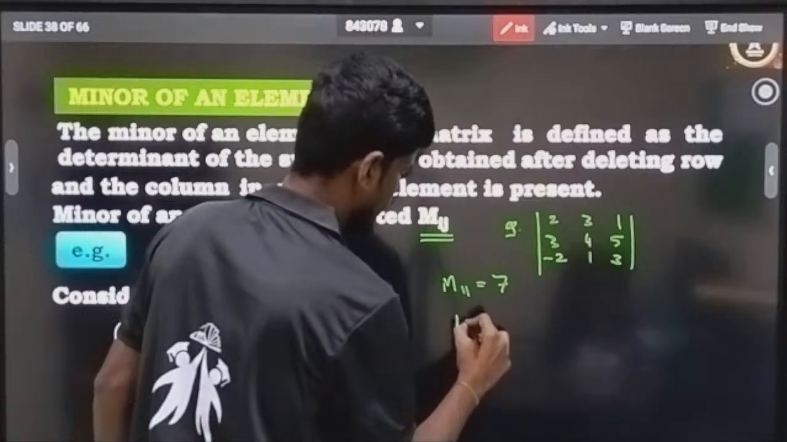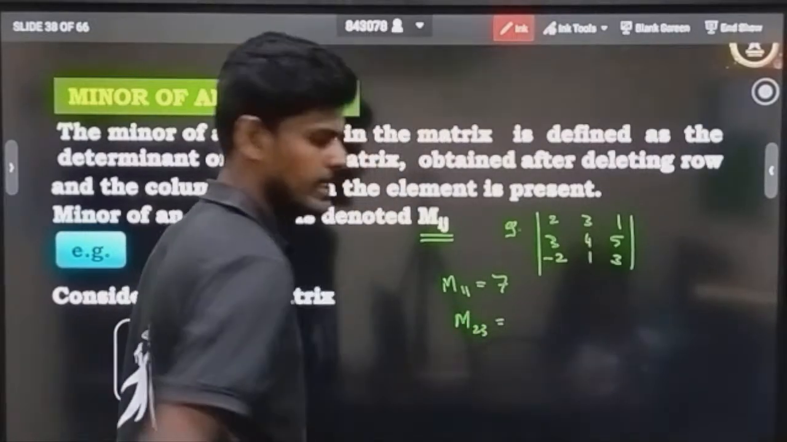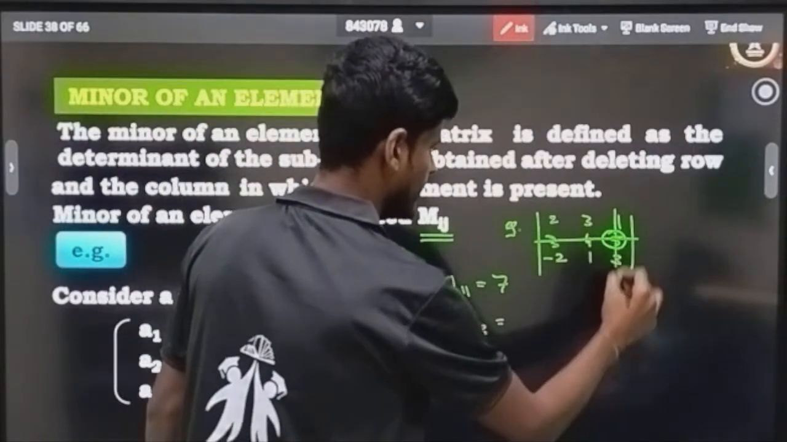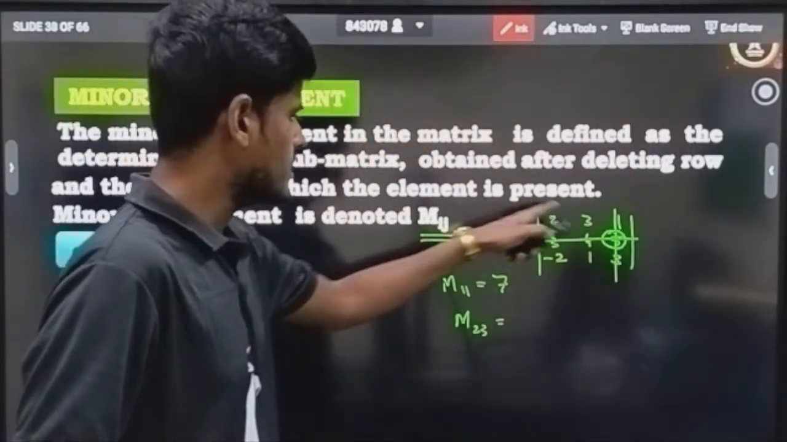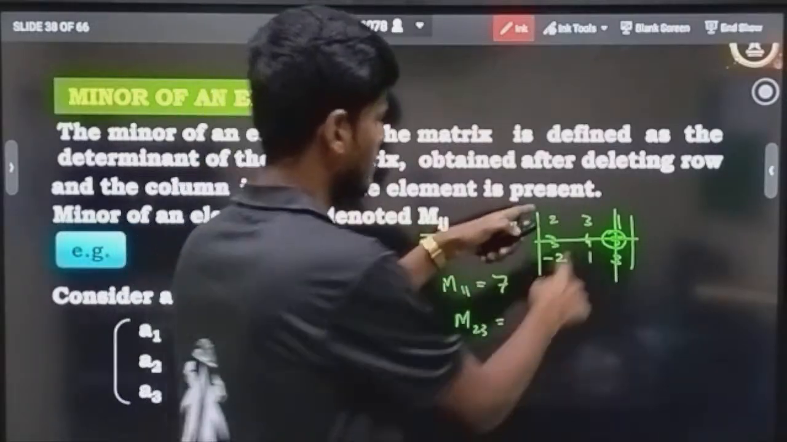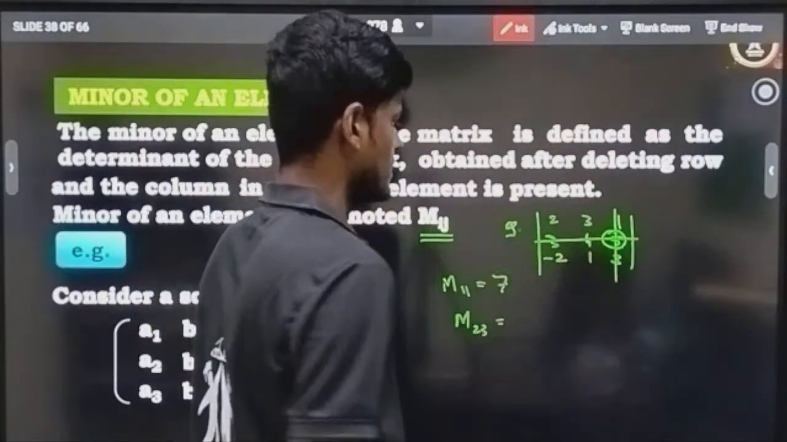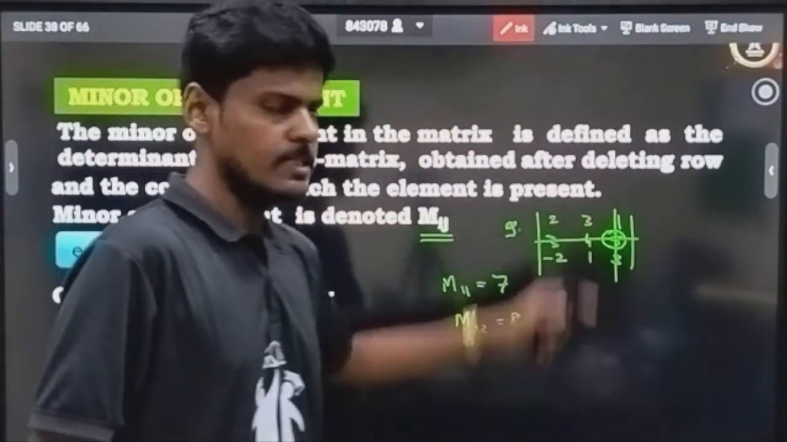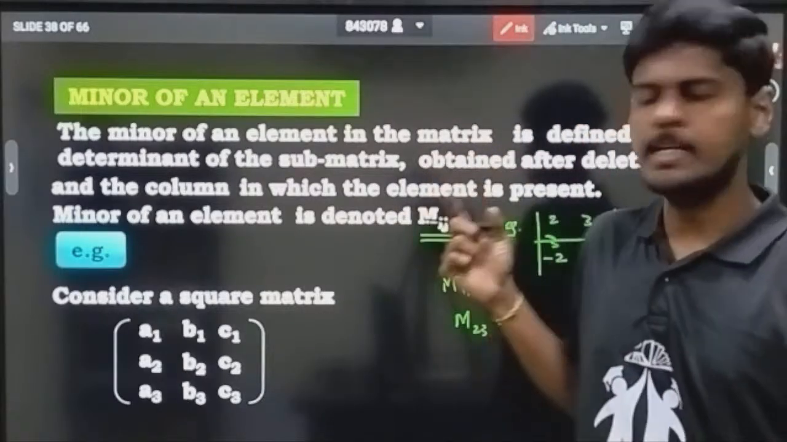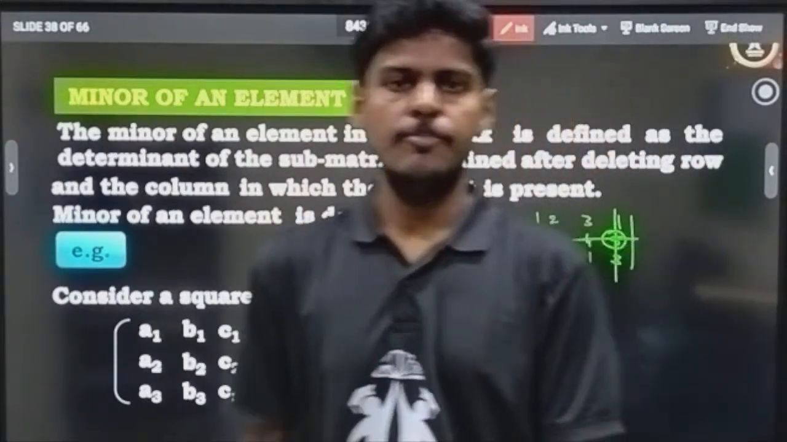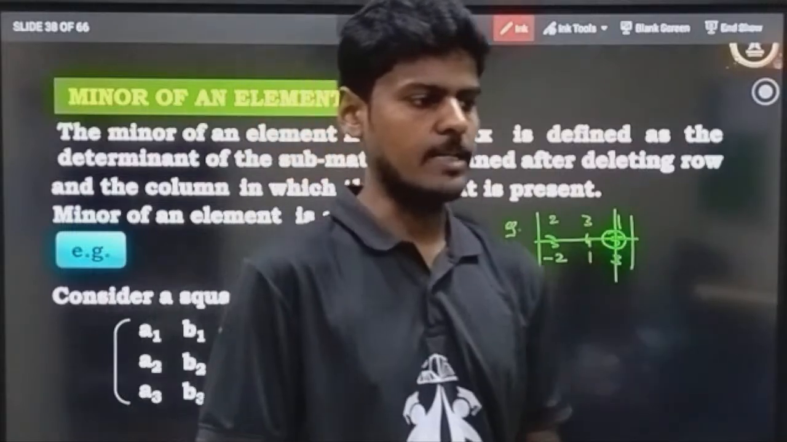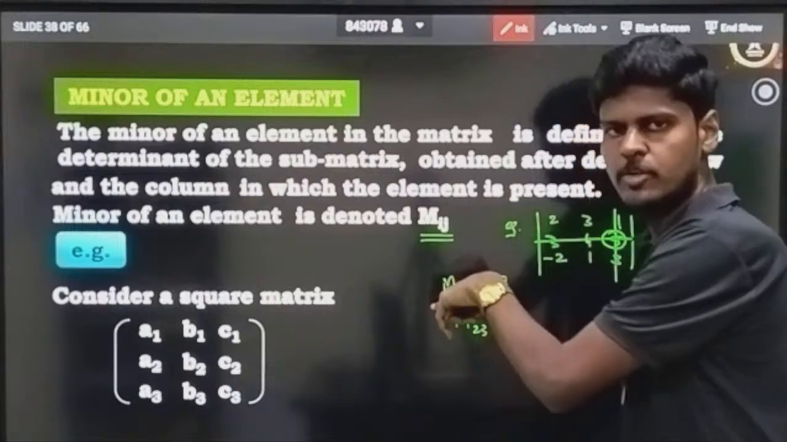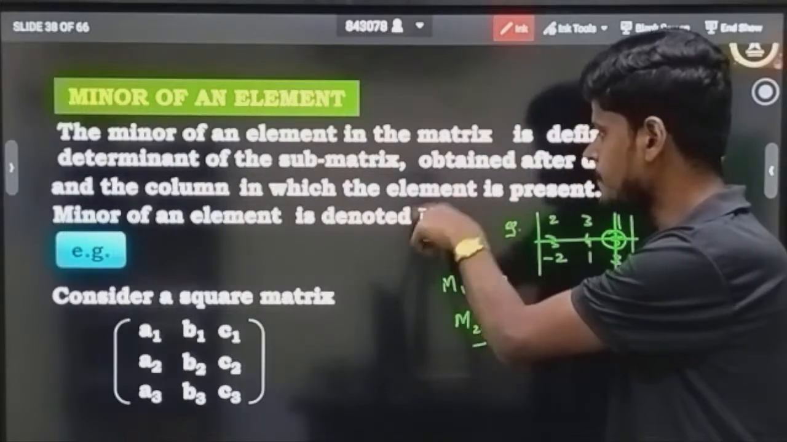Now for the next example, say M23, we want to find M23. What is the second row and third column? This element. So we leave these two rows and column, and then we see the determinant of the other elements. That will be 2 into 1 is 2 plus 6, that will be 8. Clear now? So this is how we should calculate the minor of an element. While expanding a determinant, we will consider the sign of each element. For finding a minor, we don't need to consider the sign. Just evaluate the determinant of the submatrix. That is the minor, and it is generally denoted by M11, M23, that is Mij.